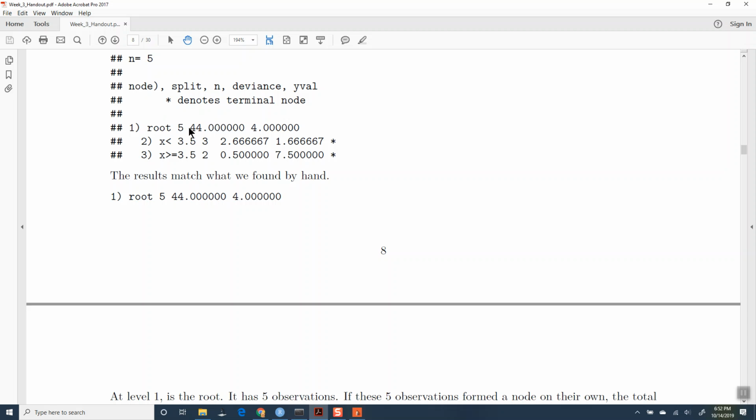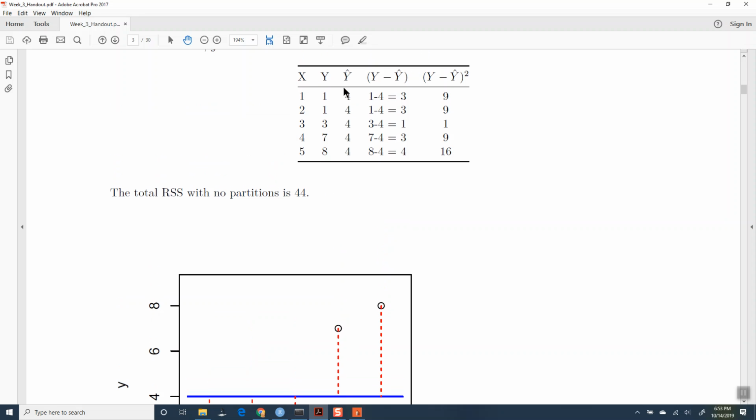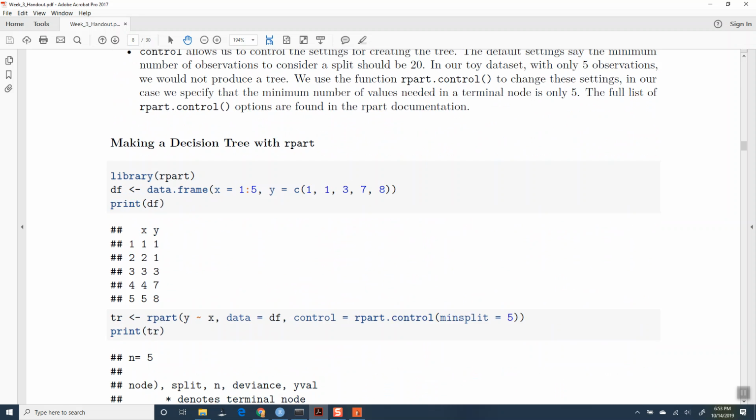We have 5 observations. The deviance, which is kind of our RSS, is 44, and we saw that earlier when we calculated it when everything was in the same partition. And then if we didn't split it, our prediction for all observations would be 4. And that's exactly what we had back on this page right here. So we said our prediction for everybody would be 4, and the RSS with no partitions would be 44.